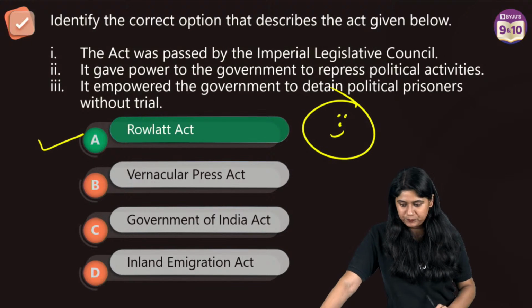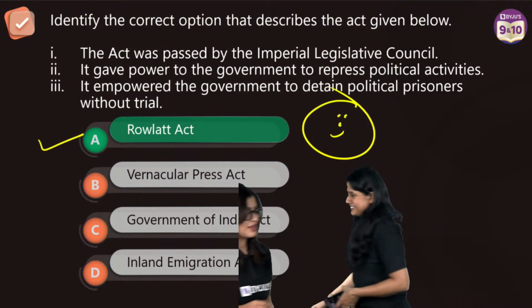So we'll be calling Aishwarya ma'am now. I think that's geography. Okay.